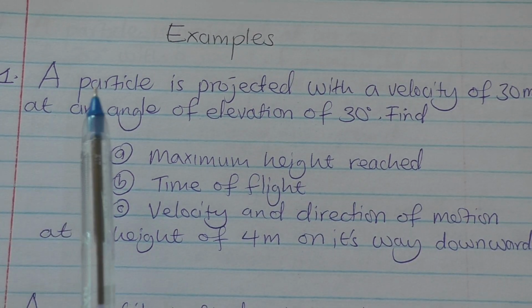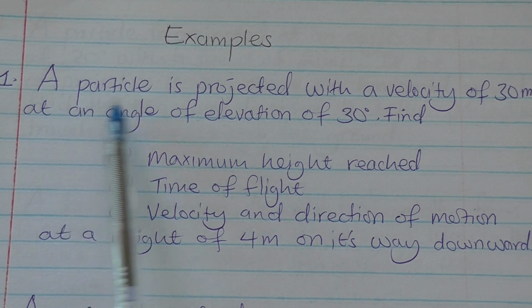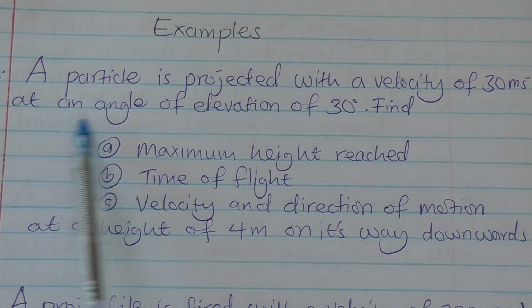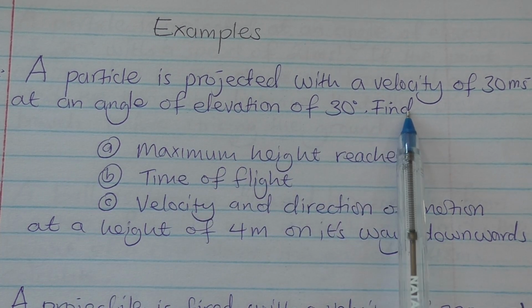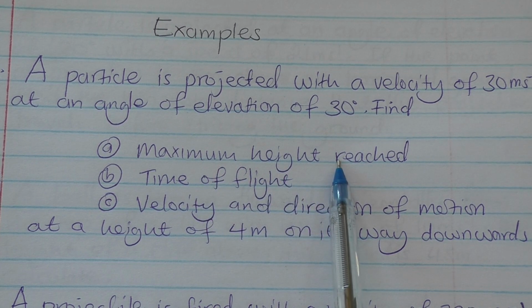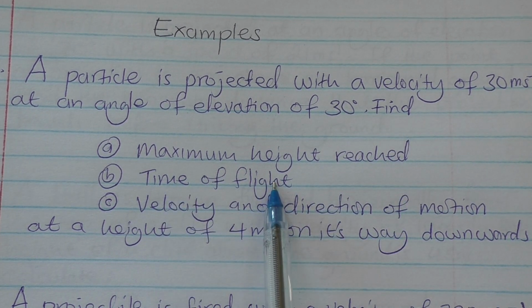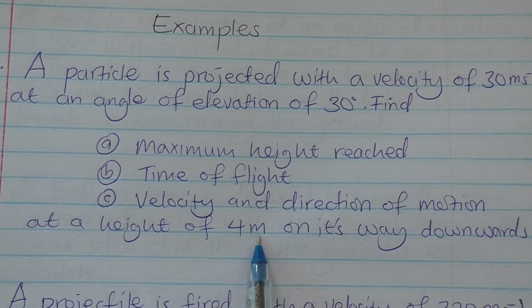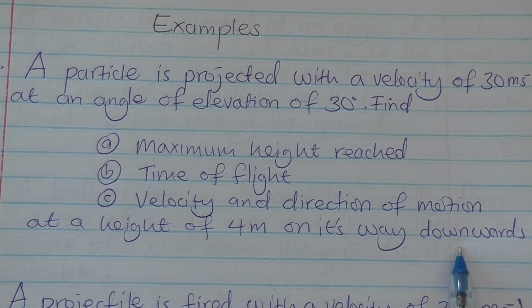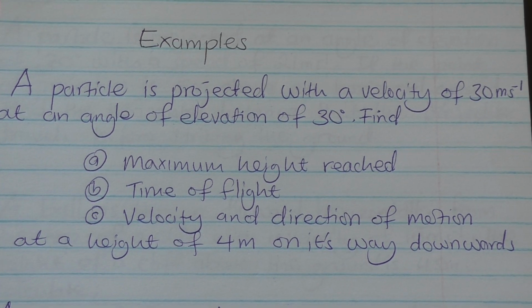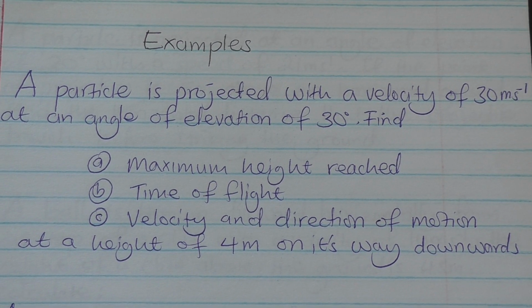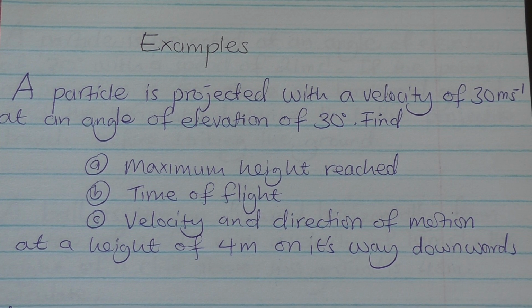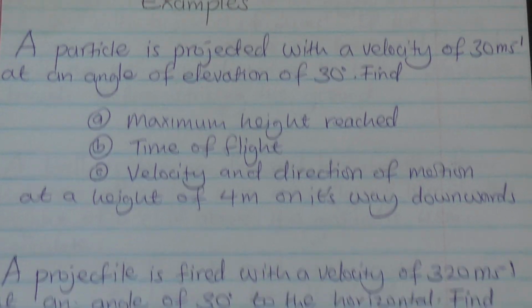So our first example says that a particle is projected with a velocity of 30 at an angle of elevation of 30. They want us to get the maximum height reached, time of flight, and velocity and direction of motion at a height of 4 meters on its way down. So you can do this as long as you master how to derive the equations. I'm leaving this to you.